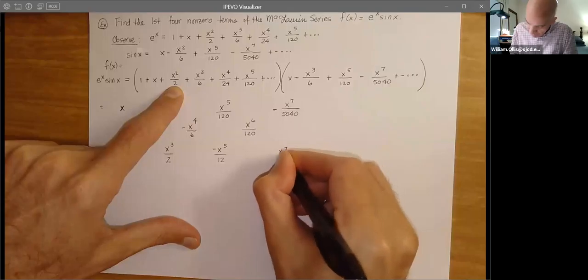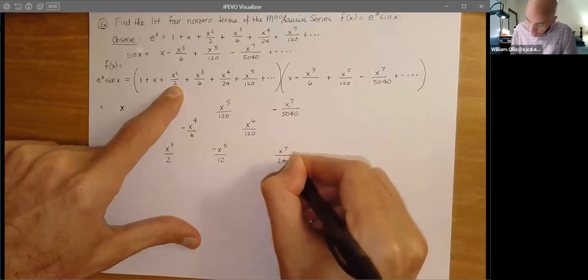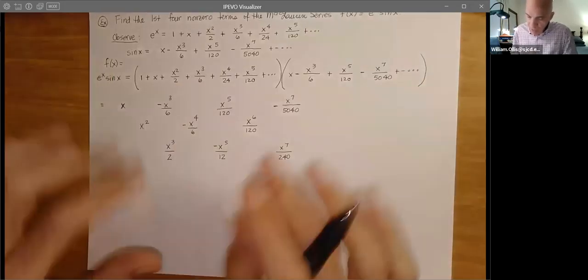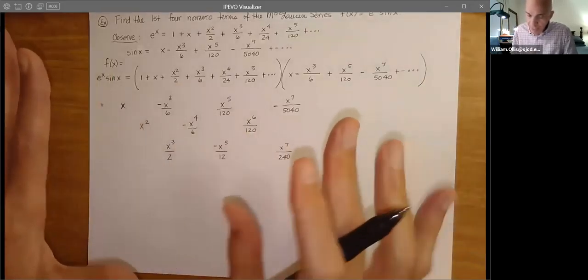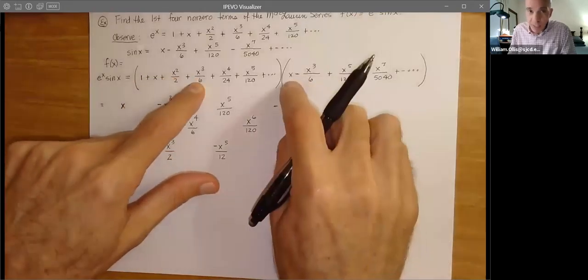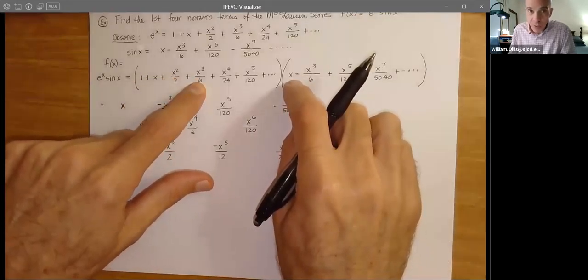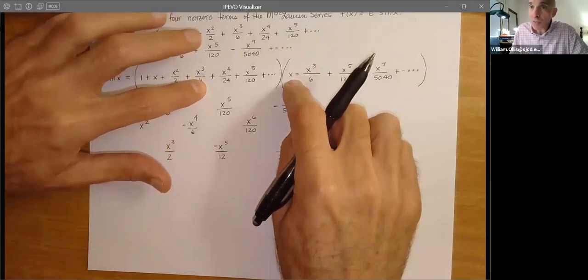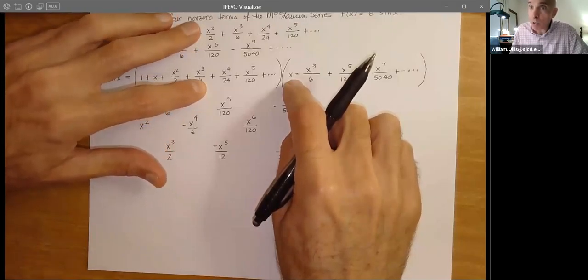If we multiply the two and the six. And then after that, you're thinking, at this point, do I need to do any more? Well, let's try one more. So we'll have x to the seventh, and 2 times 120 will be 240. Again, probably more than we need.